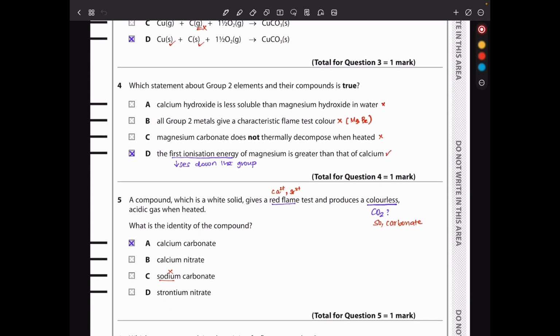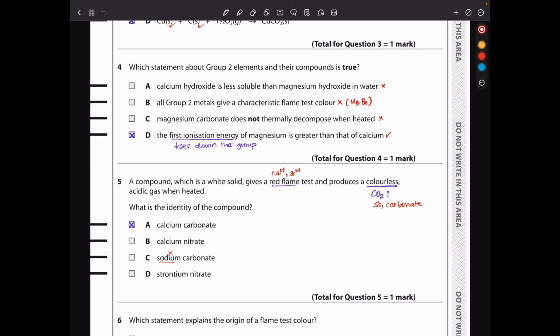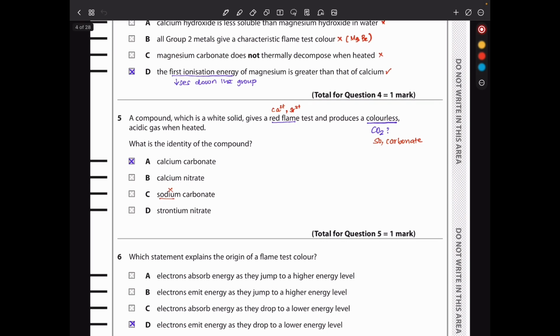In question 4, which statement about group 2 elements and their compounds is true? Let's see, the first one says calcium hydroxide is less soluble than magnesium hydroxide. That is wrong. Magnesium hydroxide is less soluble. And then B, all group 2 metals give characteristic flame colors. No. Magnesium and beryllium do not. C, magnesium carbonate does not thermally decompose when heated. It decomposes. And D, the first ionization energy of magnesium is greater than that of calcium. That is true because first ionization energy decreases down the group.